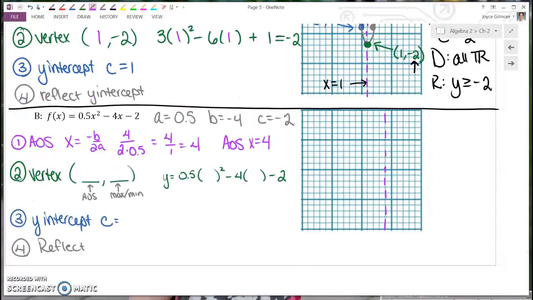Identify your A, B, and C. Now, sometimes it appears that there's no A value. If it just says x squared minus something, A is always at least 1. If there's no number shown in front of x squared, that means it's a 1. In this case, the number in front of x squared is 0.5, so your A value is 0.5. B is -4, C is -2. Your axis of symmetry is the opposite of B over 2A.